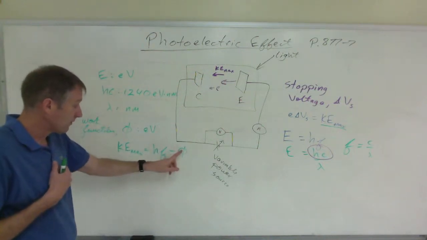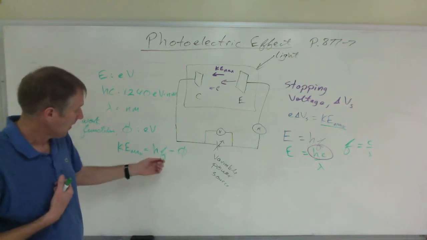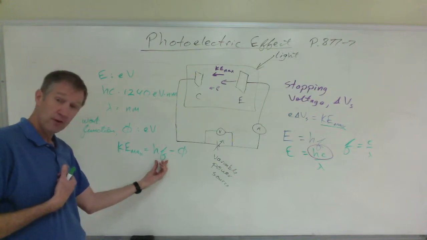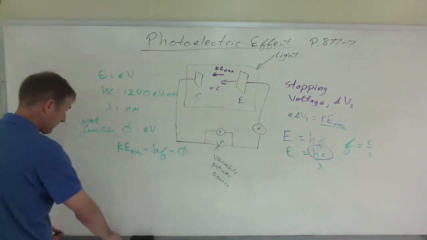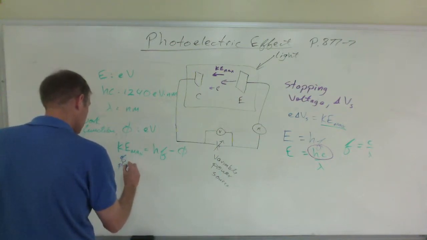So you need to know the work function, or you're going to be given enough information to calculate it. And then remember, this is the energy of a photon. And let's just define a couple things. Okay, again, this is the kinetic energy of the photoelectrons.